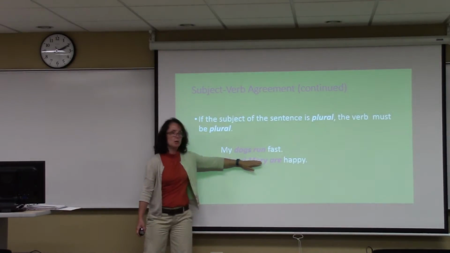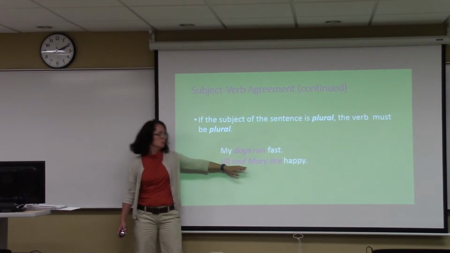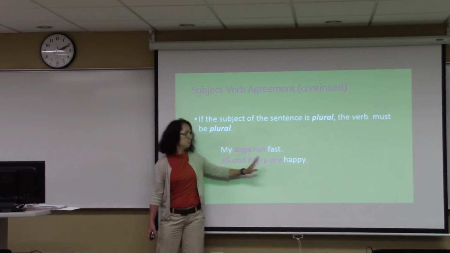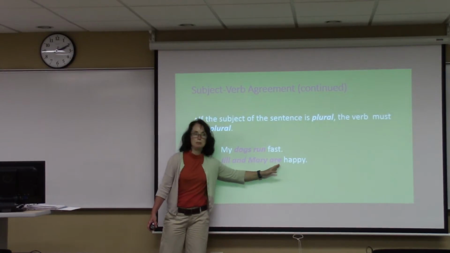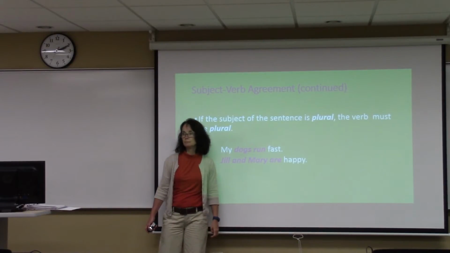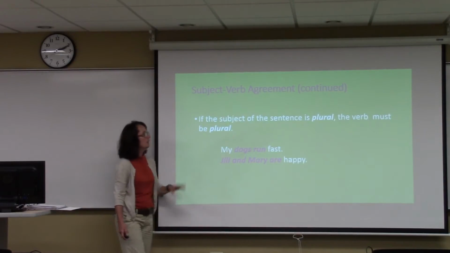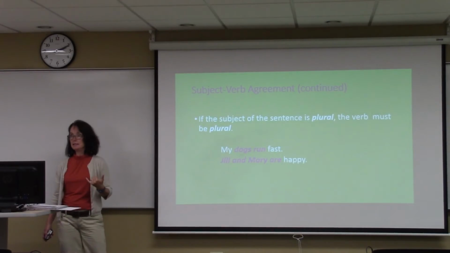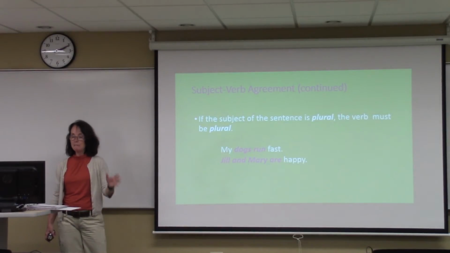Jill and Mary, plural subject, are happy, as opposed to just Jill is happy. Does that make sense to everybody in terms of making sure that they agree? There will be test questions like that. Show me that you are able to make the subject match the verb. Make them agree.